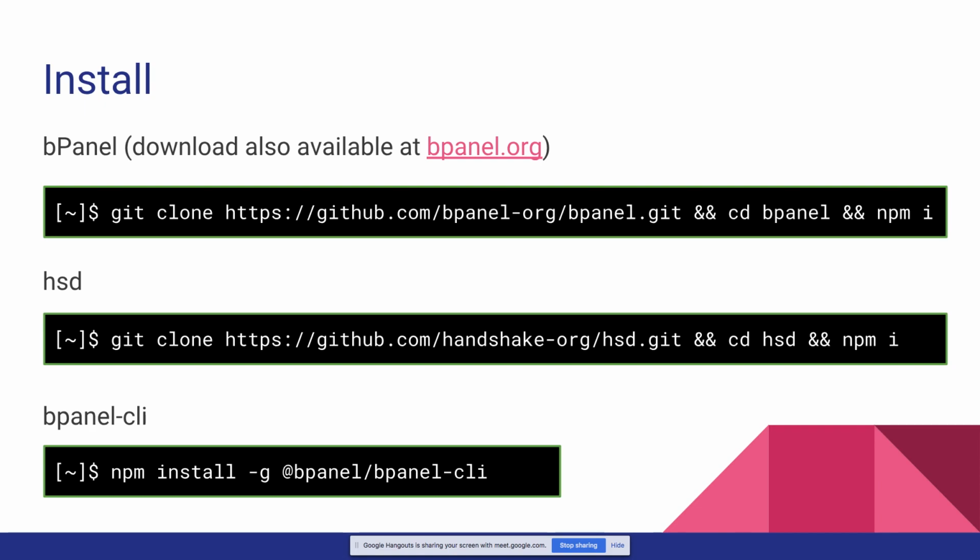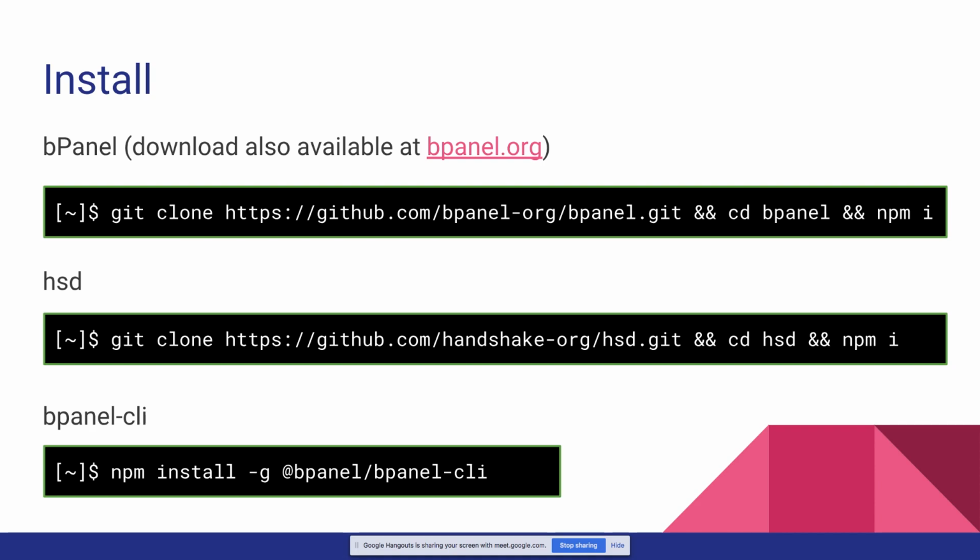Okay, so for those who haven't done this yet or who are unfamiliar, these are the steps to get things installed. So bPanel and HSD are basically the same. You're basically going to be git cloning, so basically copying down the project files from Git for both bPanel, and that's in bpanel-org, the bPanel org on GitHub, and the handshake-org on GitHub. And then the next step would be, in your terminal, you cd into that project, which is just a change directory, into that project directory, and then run npm install.